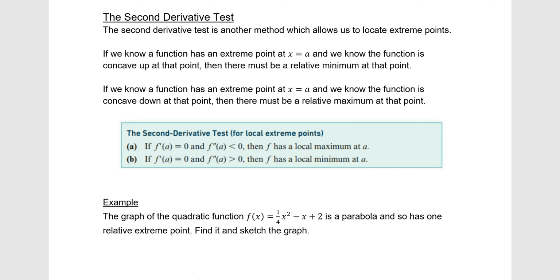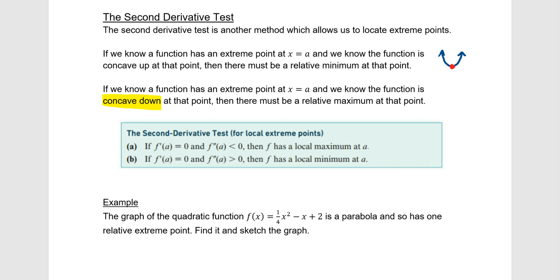So if we know that a function has an extreme point at x equals a, we took the derivative and we set it equal to 0. And if we knew the function was concave up at that point, that means there has to be a relative minimum at that point. That's because if it's concave up, it looks like this. And we know the extreme point would have to be right here, which means it would be a relative minimum.